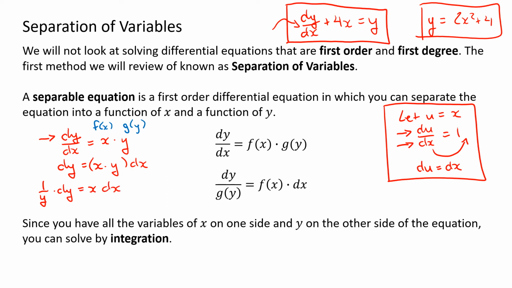So now you can see we have all the y terms on one side, all the x terms on the other side. In the general form, we do the same thing. We take that g of y term and we move it to the other side. And we take the dx term and we move it to the opposite side. So in the general case, we have dy divided by that function of y, or if you look at it in our example, dy divided by y, and it's equal to the function of x times dx.